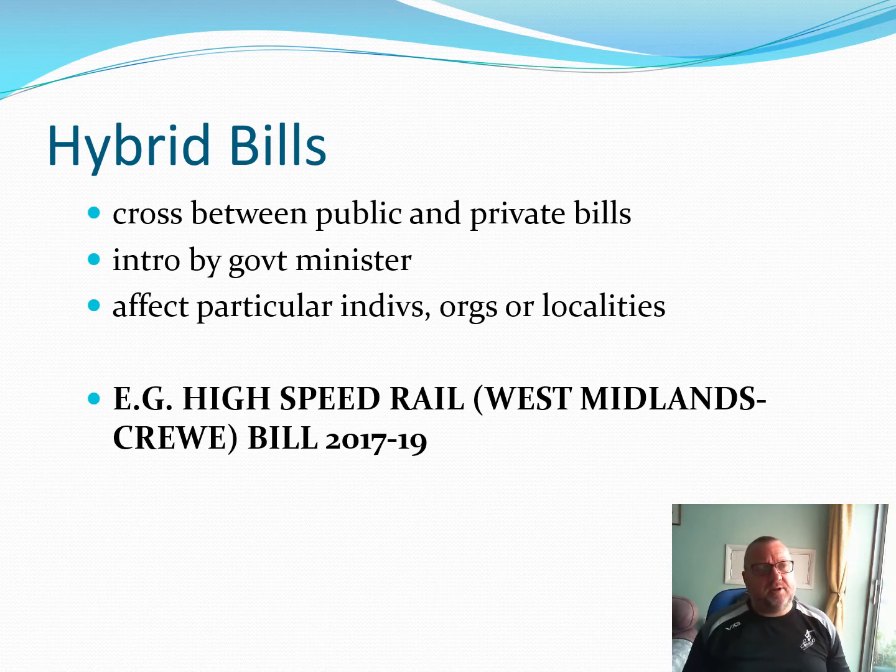A hybrid bill is a cross between a public and a private bill. Again, they're very rare. They tend to be introduced by government ministers, and again, they affect particular individuals, organisations and localities. And the example I've got is the high-speed rail bill. So the new high-speed rail link, that bill will affect all sorts of different people. So it'll affect the people where the railway line's going to go through. So it'll be compulsory purchase of their houses or areas of their gardens.